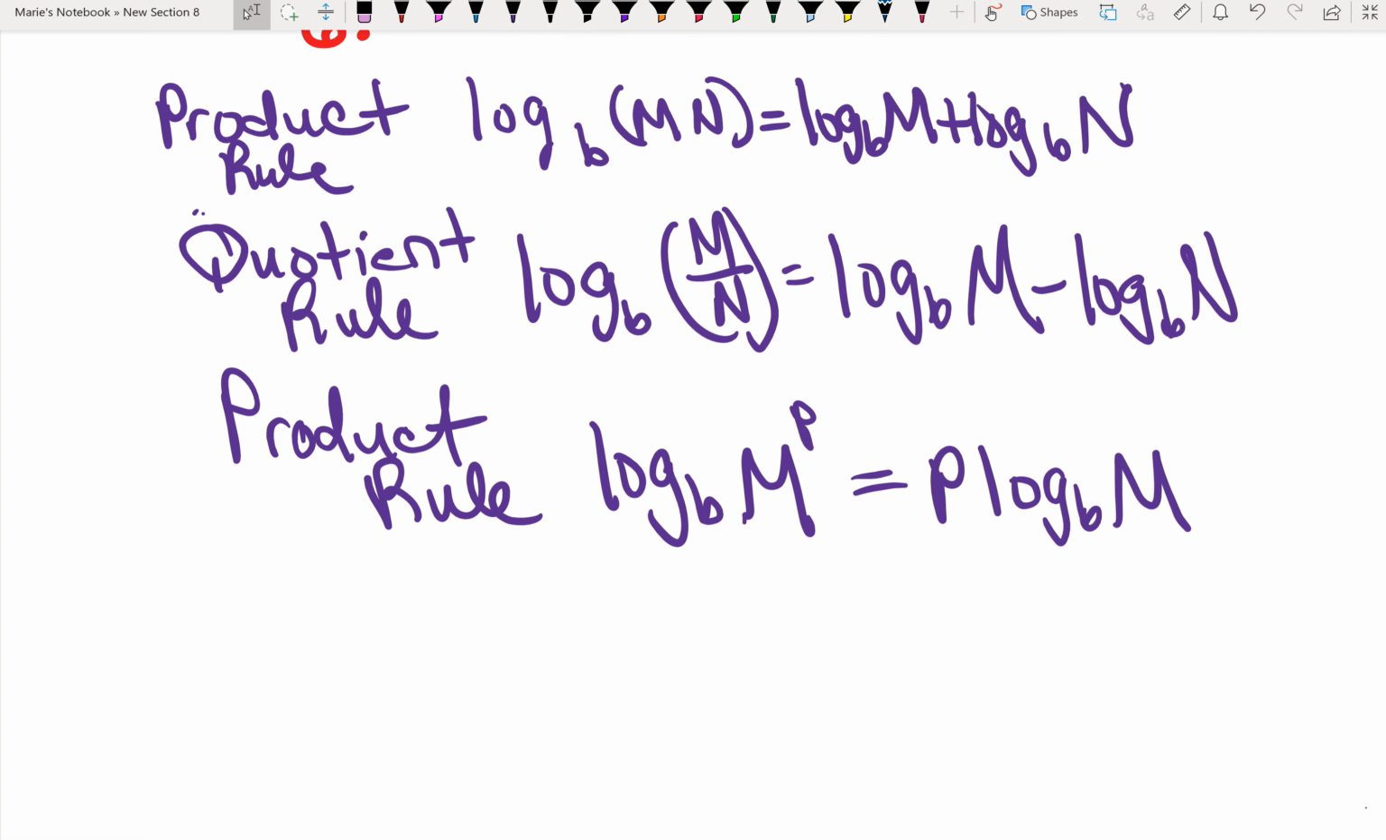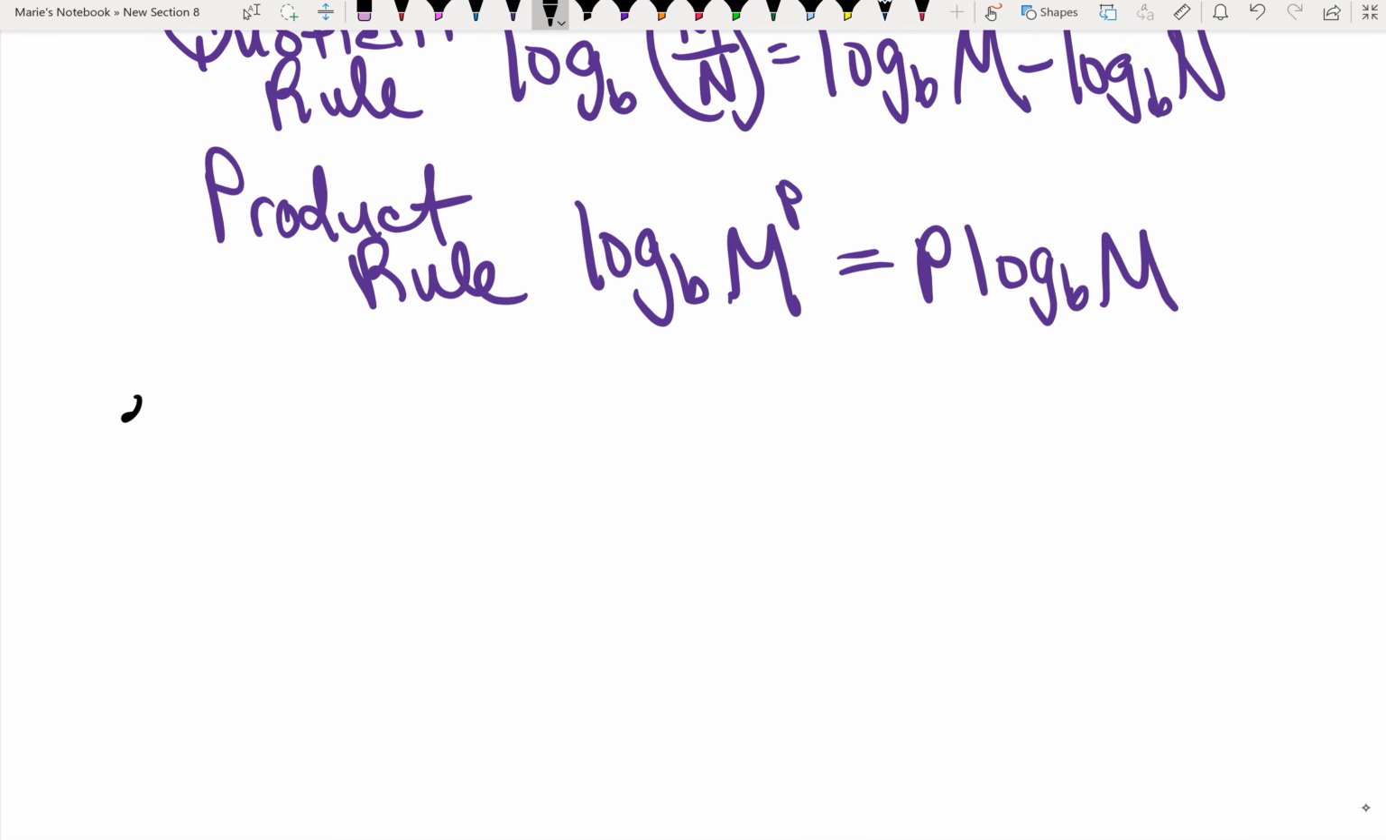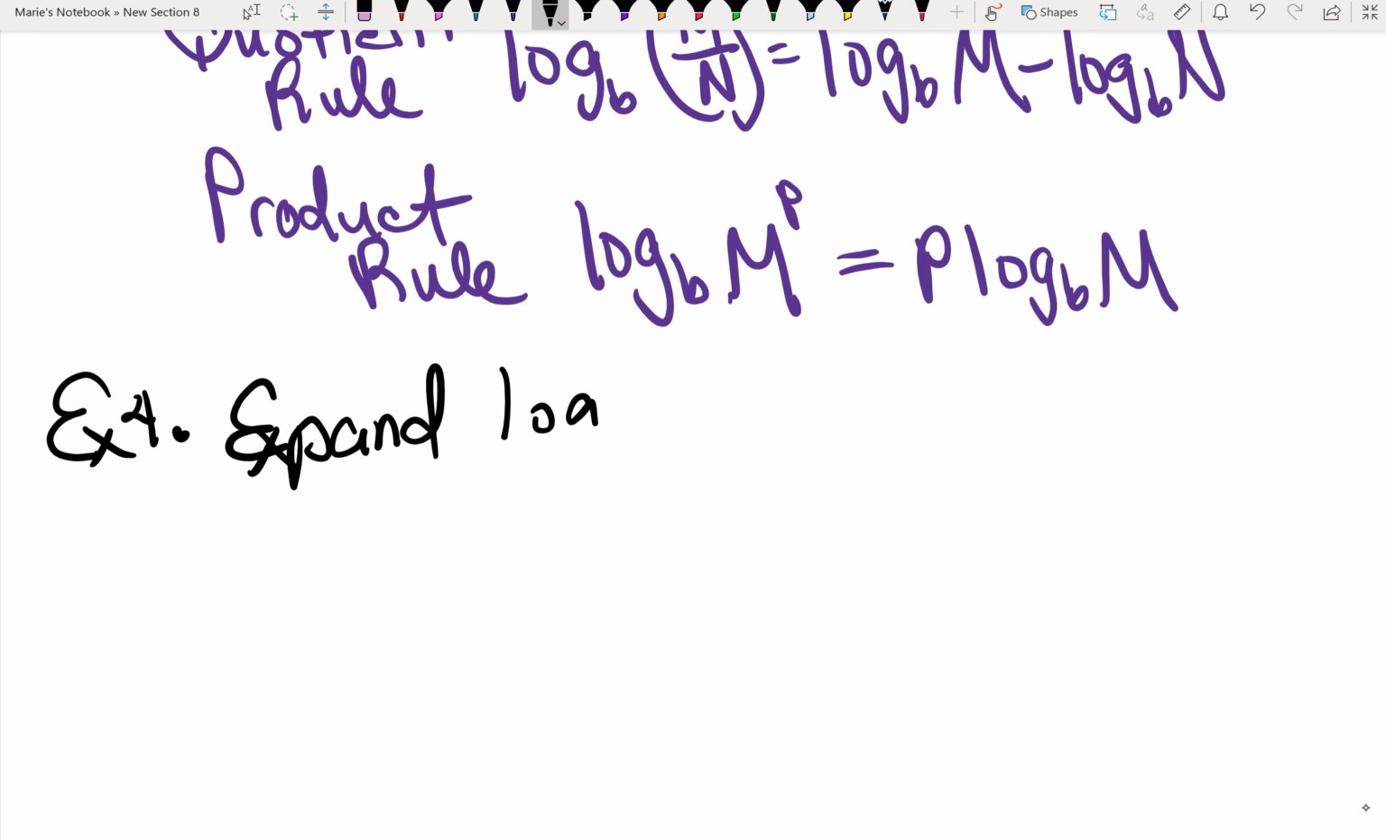Okay, now in example 4, which is the next example that we need to focus on, we're expanding logarithmic expressions. So it's more of the same. The only problem here is that they're getting a little bit more complex. Let's just say that. Okay? So here's example 4. We are going to expand log expressions. I'm just going to put log because it's a long word.